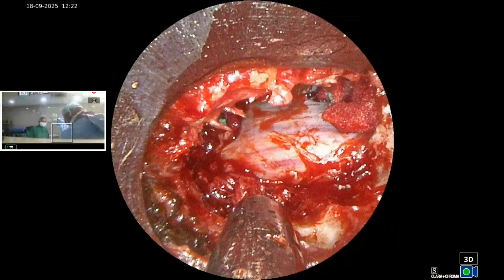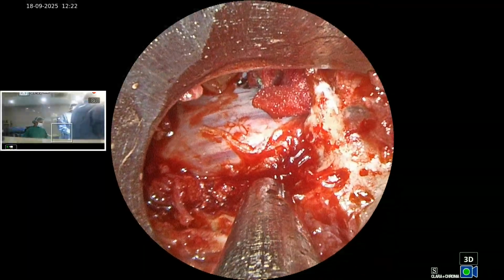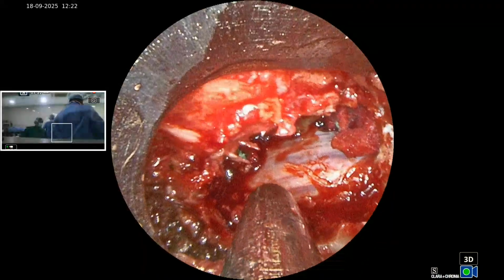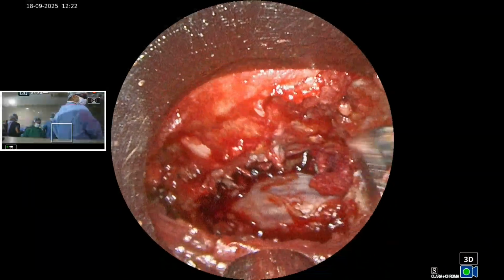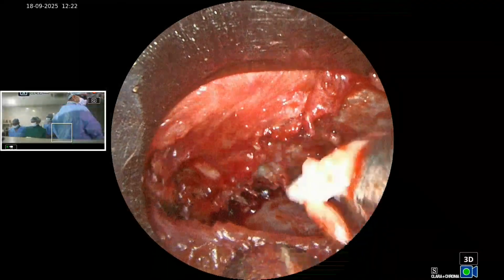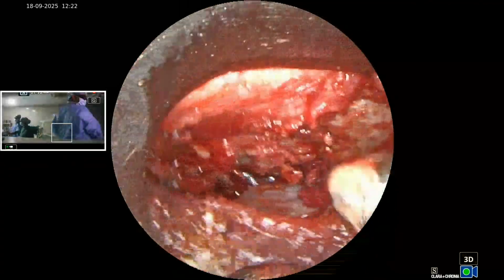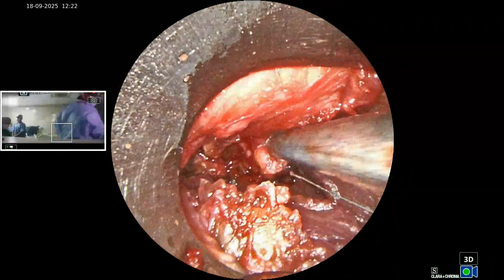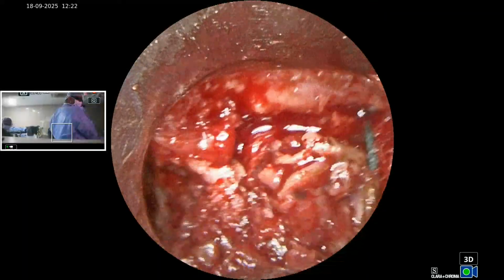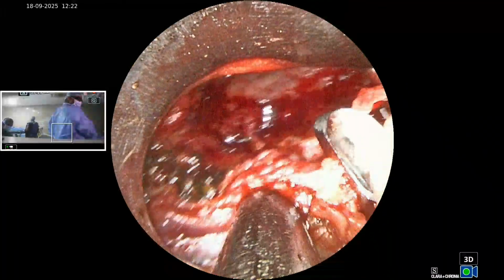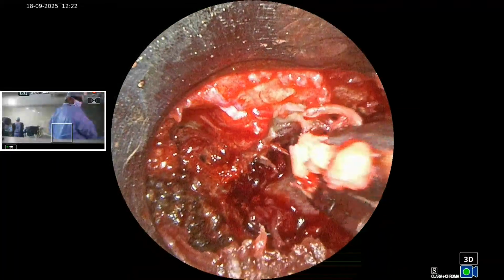Now off, headlight off. Now gradually we are going to the opposite direction, that is the right side over the top. So the same incision we have done the L4-L5 and this is the L3-L4 from the single port.